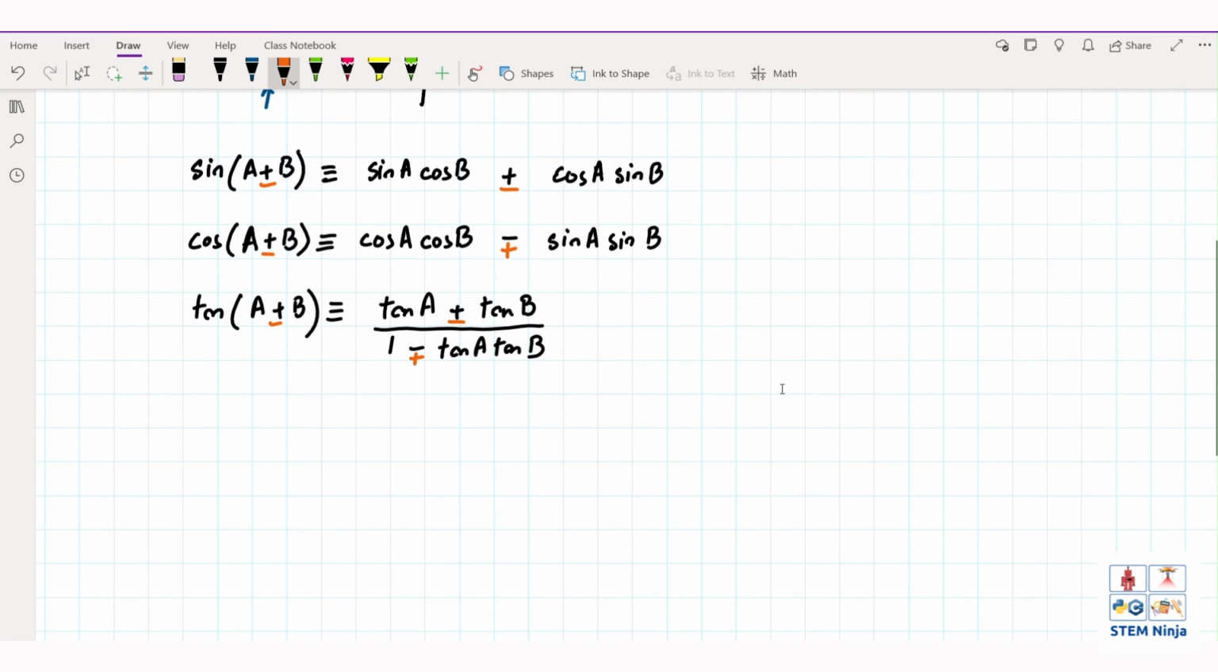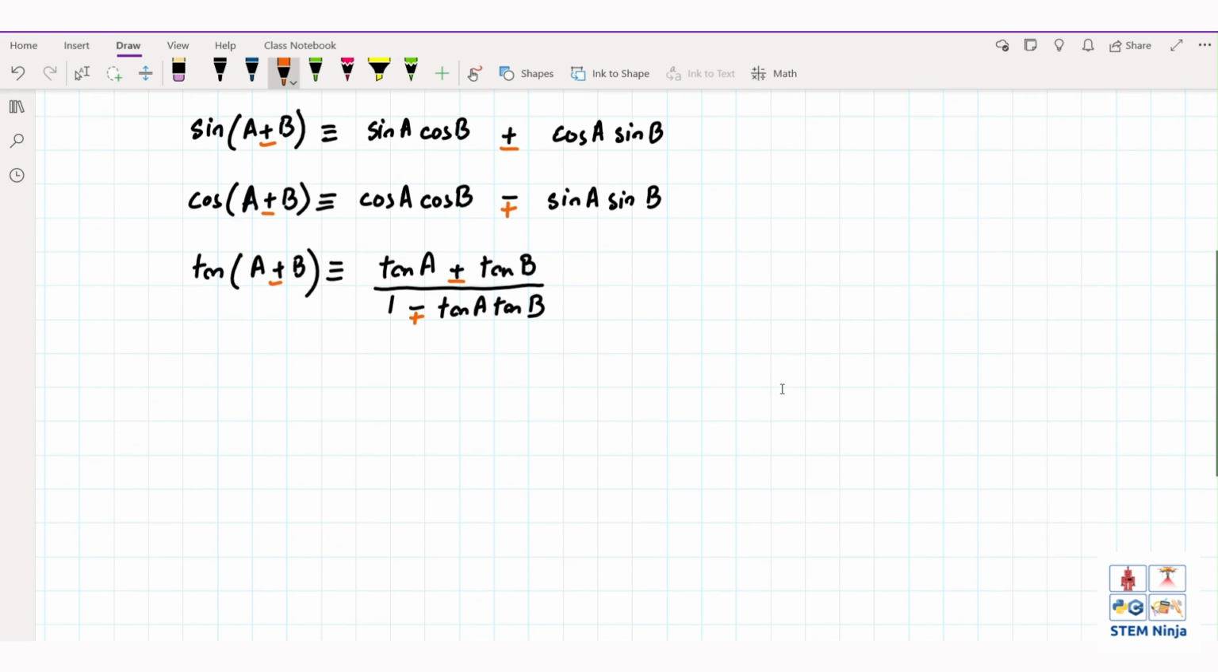Now, this is when two angles are different. What if the two angles are the same? So, for example, when we have sine of A plus A, this would be same as saying that this is sine of 2A. Now we will expand it in a similar manner. Sine A times by cos of B. This time it is A, so sine of A, cos of A.